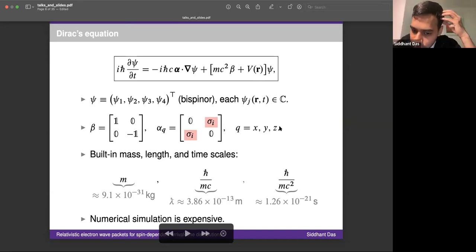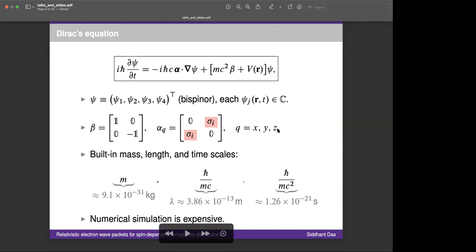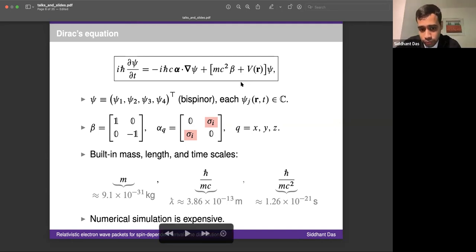Once again, doesn't the V of R, the potential term, clash with relativity? It does. It absolutely does. That's why I didn't want to give a long answer to that question. Is it or is it not a relativistic equation?